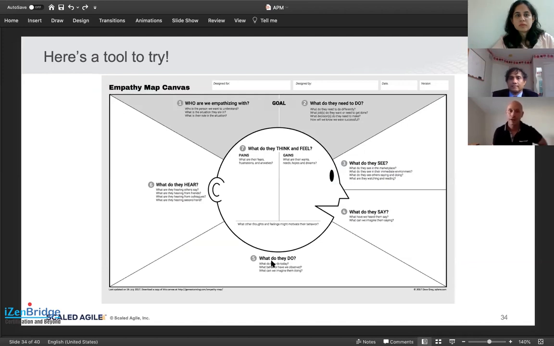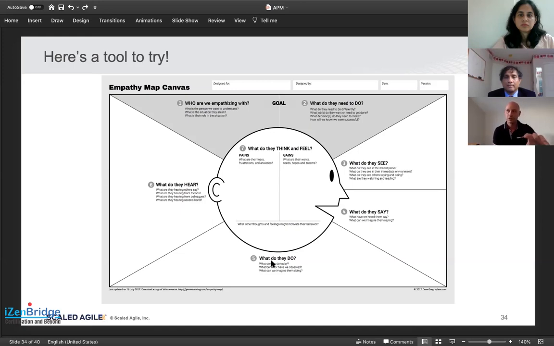A tool to try is the Empathy Map Canvas. This is something that's available on the Scaled Agile Framework site. If you happen to be a community member, you also have access to the SAFe Collaborate platform, and you can use this in digital terms. But this is really an observation tool. So what you want to avoid is having a meeting where you try to fill this out, because you're going to fill it out with a bias based on what you think or what you think you know.